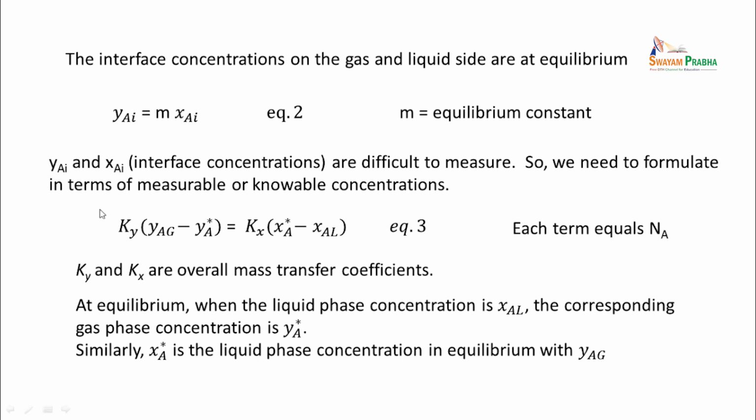Right? So these are not actual quantities in terms of existing quantities, but these are conceptual quantities. They can be measured under conditions of equilibrium, but under those conditions under which transport is taking place, these are conceptual quantities. So Ya star is nothing but m times Xal in terms of the same equilibrium constant, equation 4.